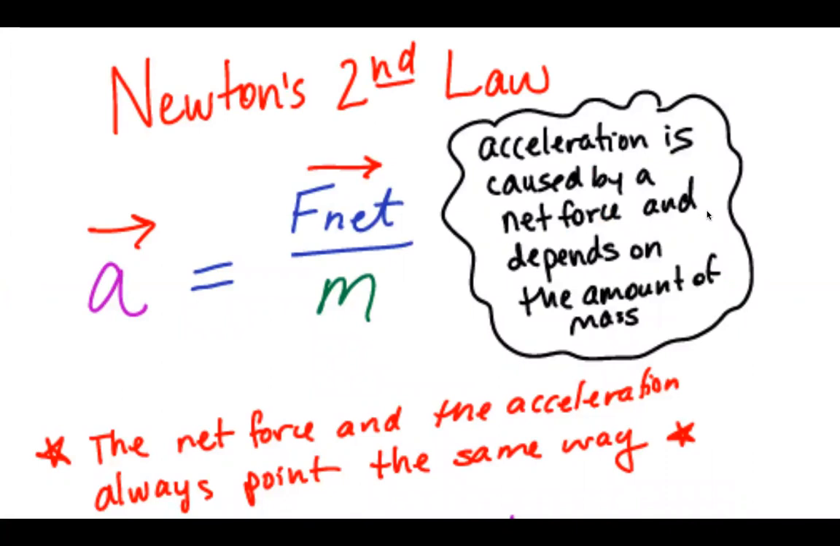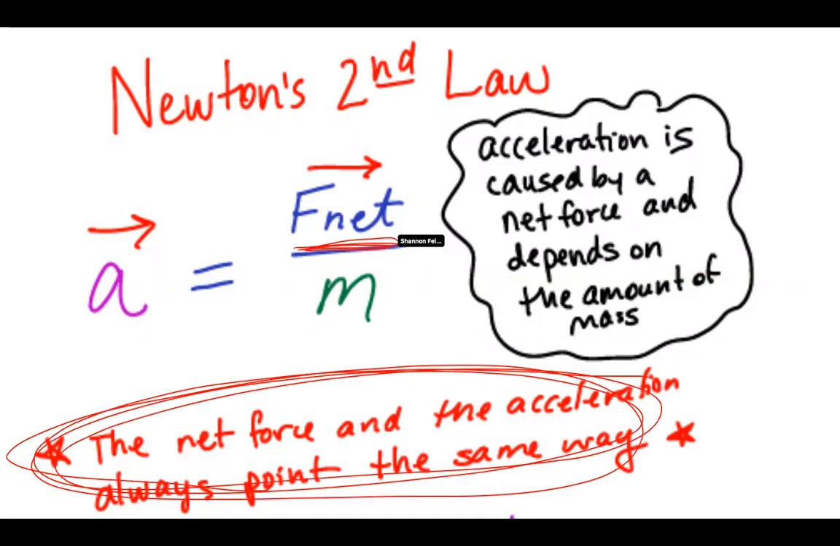So again, acceleration is caused by a net force and it depends on the mass, but those arrows are now important. Those arrows say acceleration has a direction. Net force has a direction. And the key to this is that they always point the same way. If you know which way your net force is, you also know which way your acceleration is. Knowing the direction of one always matches the direction of the other. Those two are linked together. They have to be the same way.